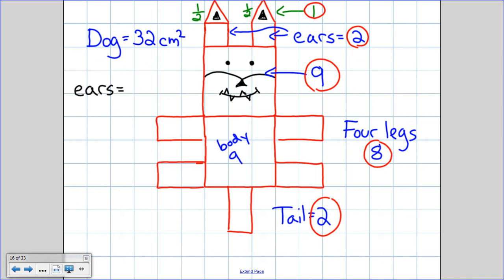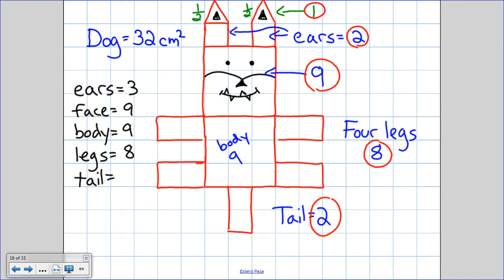So the ears, the area of the ears actually is 3, because I got to count the 1 for the pointed part of the ears. His face is 9. His body is 9. His legs, he's got 4 legs, together is 8. And his tail is 2. And all together, that should equal what I just calculated.